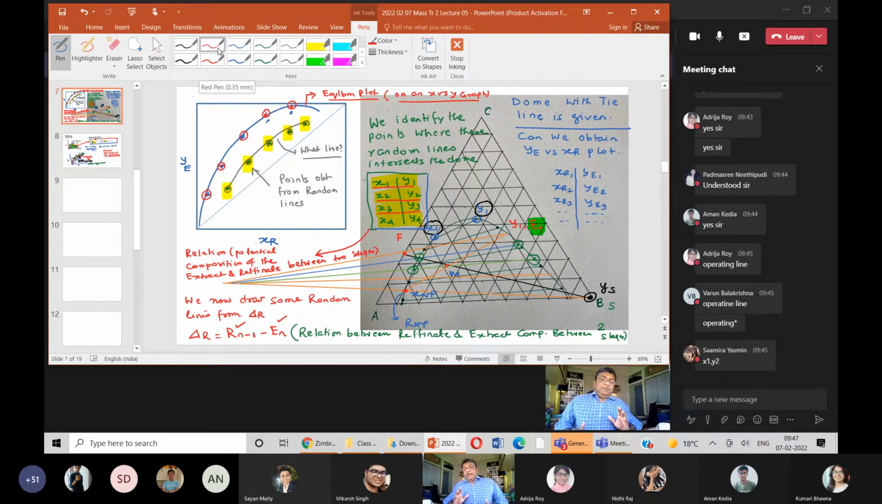So by drawing these random lines and by analyzing or obtaining the edges, what have we obtained? We have obtained the operating line or the operating curve. We sometimes call it the operating curve just because it's not a straight line. Very heavy this class is turning out. So is it now clear? So now we suddenly see that we have a set of equilibrium points, an equilibrium curve or equilibrium plot, and we also have an operating curve. Is it clear to all of you?